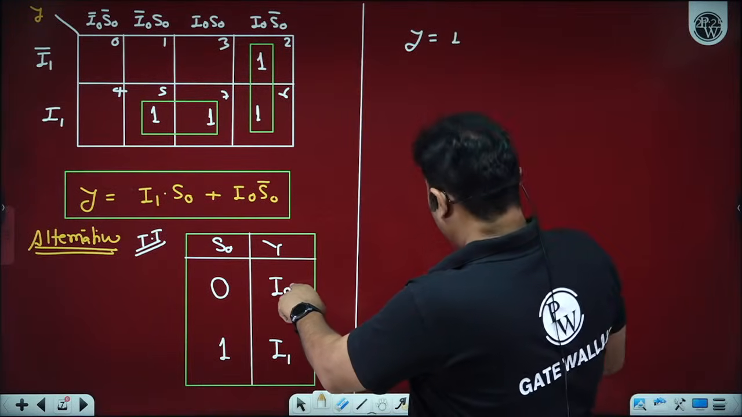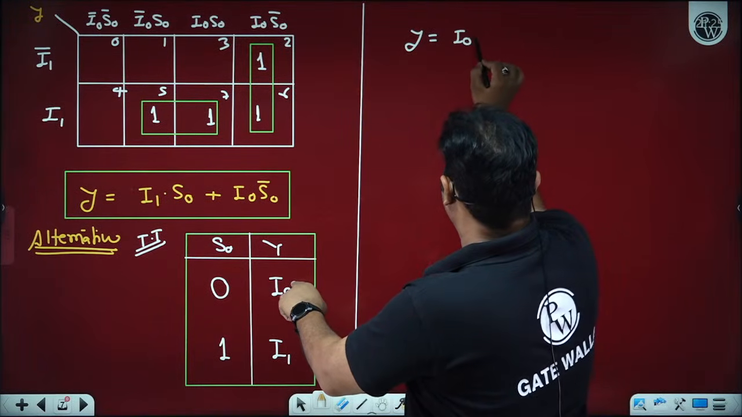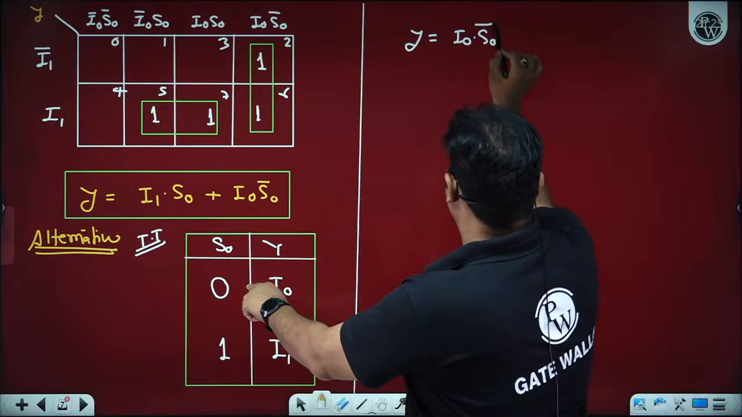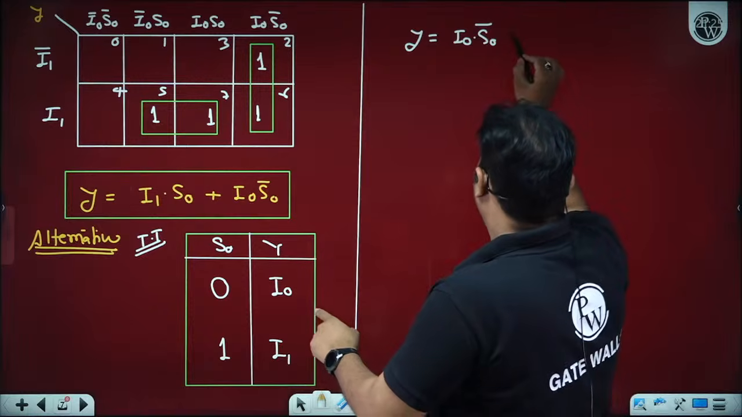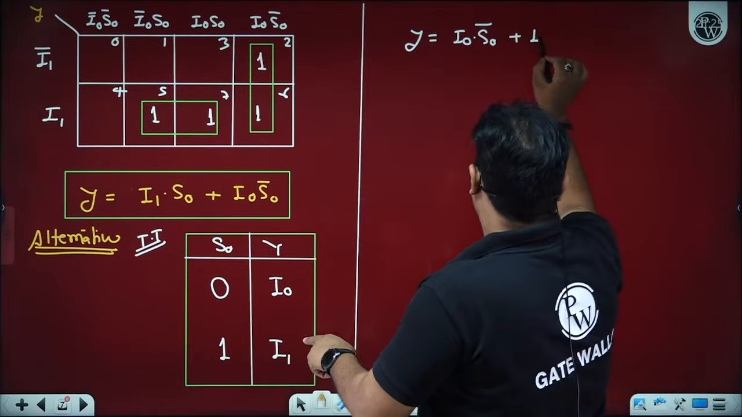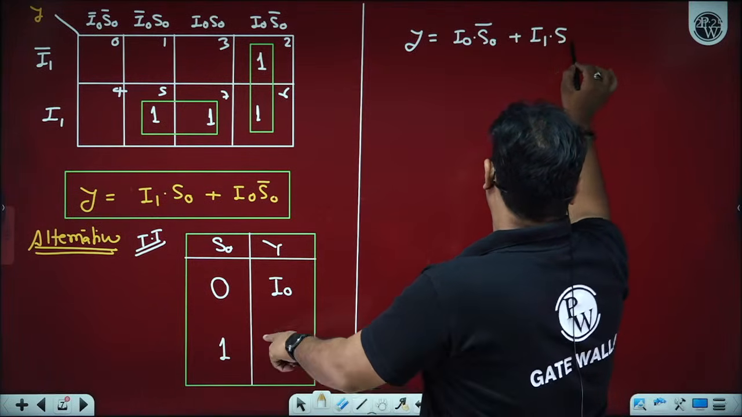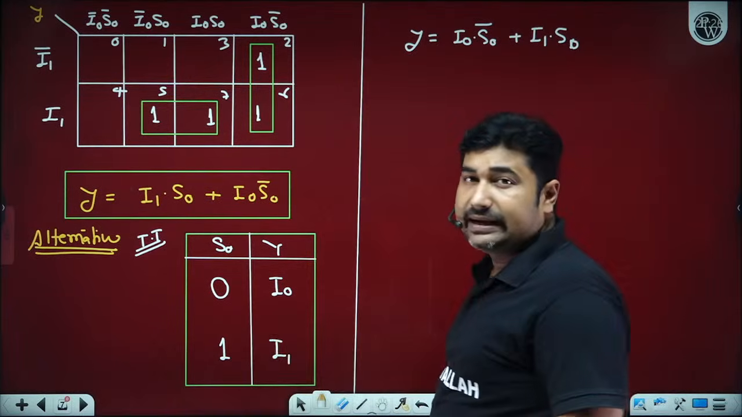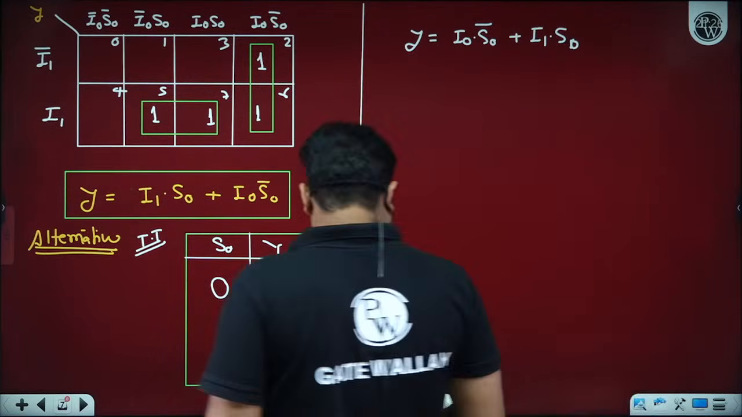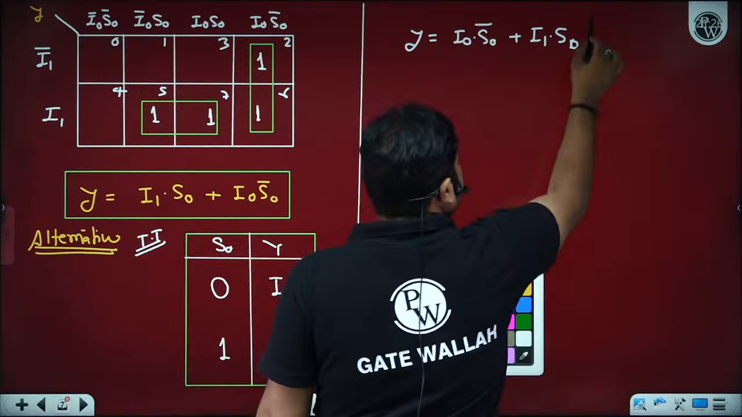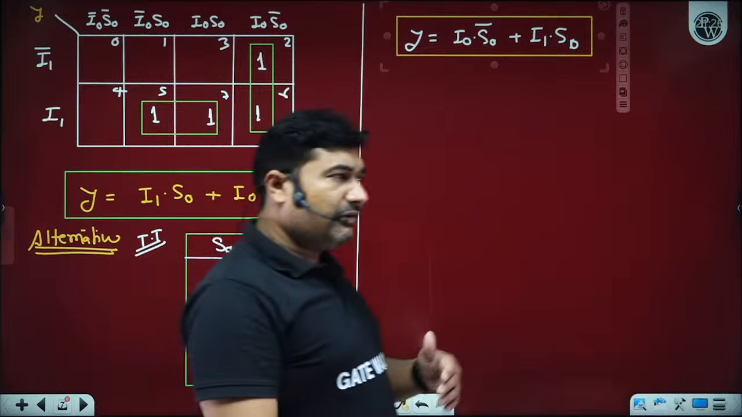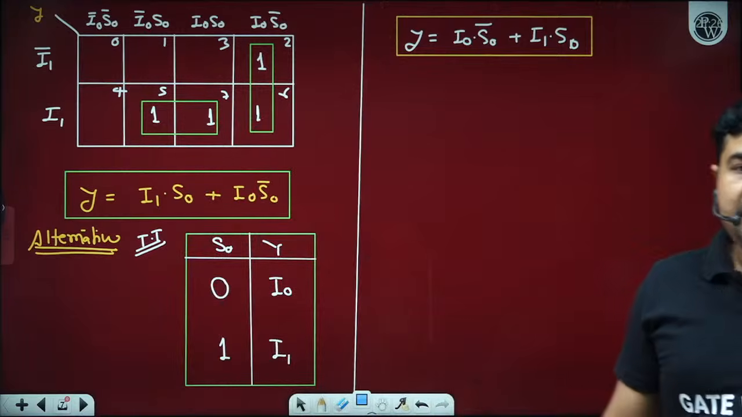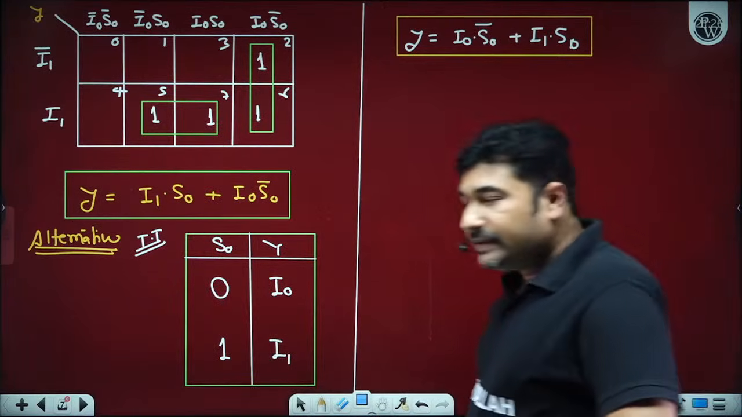So by observing this table, you can say Y equals I0 when S0 complement is high. If S0 is low, its complement is high. Otherwise, we get I1 when S0 is high. So we can represent the output logical expression this way as well, directly, which you have observed in most books. Is it okay? Great, sir.